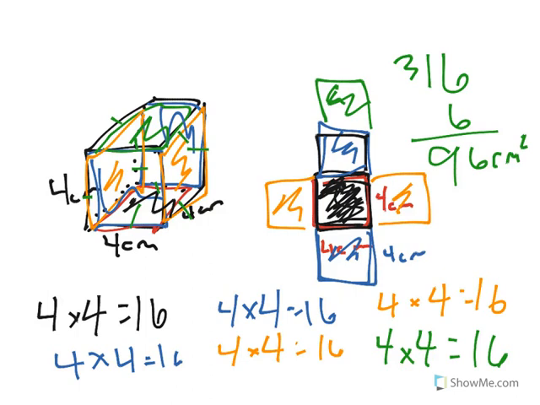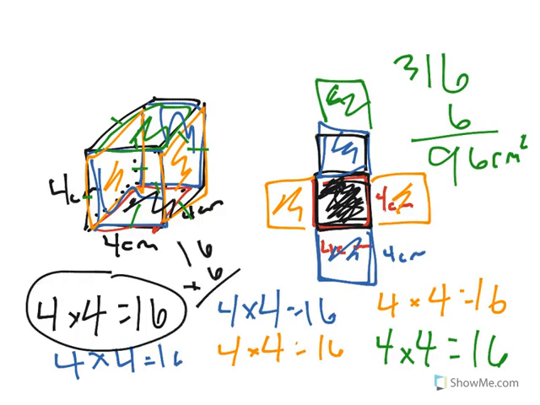Now, if you picked up on this and realized that I was just wasting time on that last part, what you could have figured out is that since there are 6 surfaces and they are all the exact same, then once I found this first one right here, I could have just taken 16 times 6, because all those 6 things are the exact same, and I would have got the same thing, 96 centimeters squared.